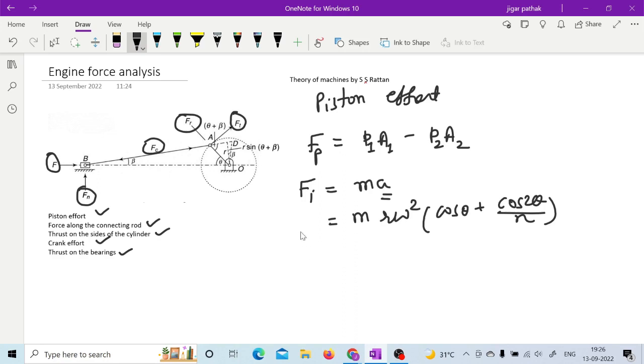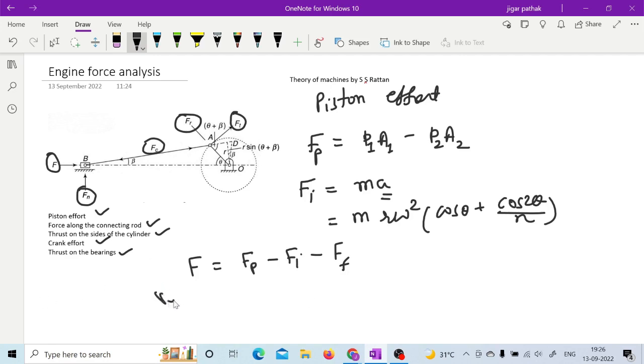So if you try to write the net force acting on this piston, that is the force due to the pressure minus this inertia force. This is how you can calculate the piston effort. But apart from this, sometimes if you consider the frictional force, then that frictional force will also be subtracted from the force due to pressure on the piston. As the inertia force is acting opposite to it, the frictional force will also act opposite to it. This is how you can calculate the piston effort.